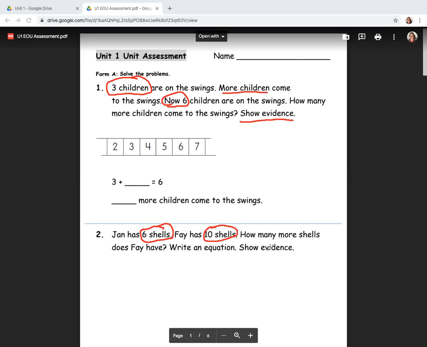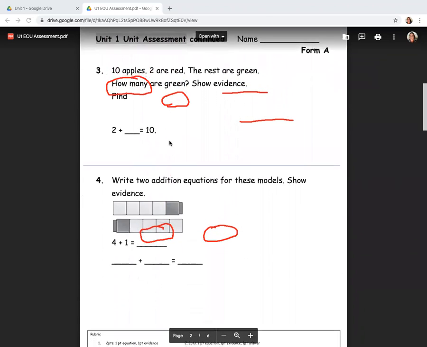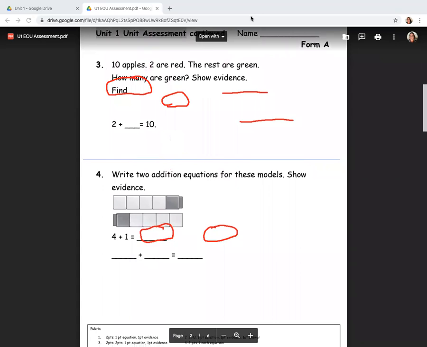Jan has 6 shells. Faye has 10 shells. How many more shells does Faye have? Write an equation. Show evidence. Okay, we're going to go to number 3.